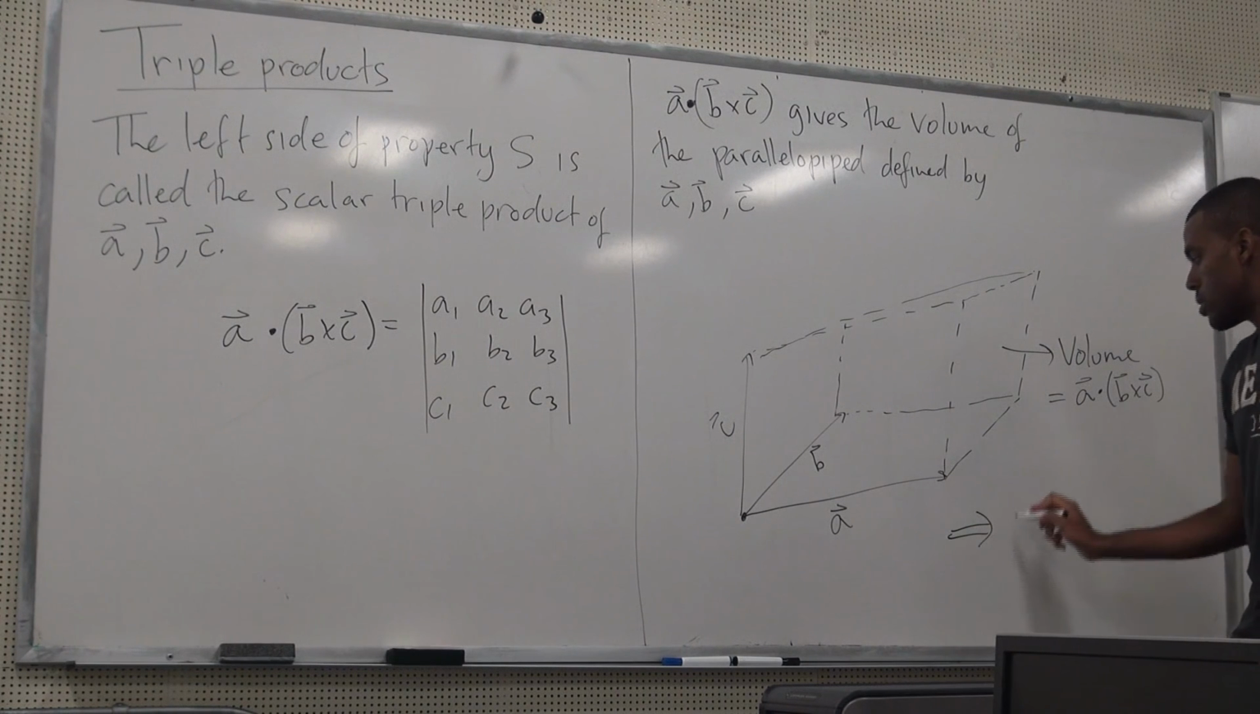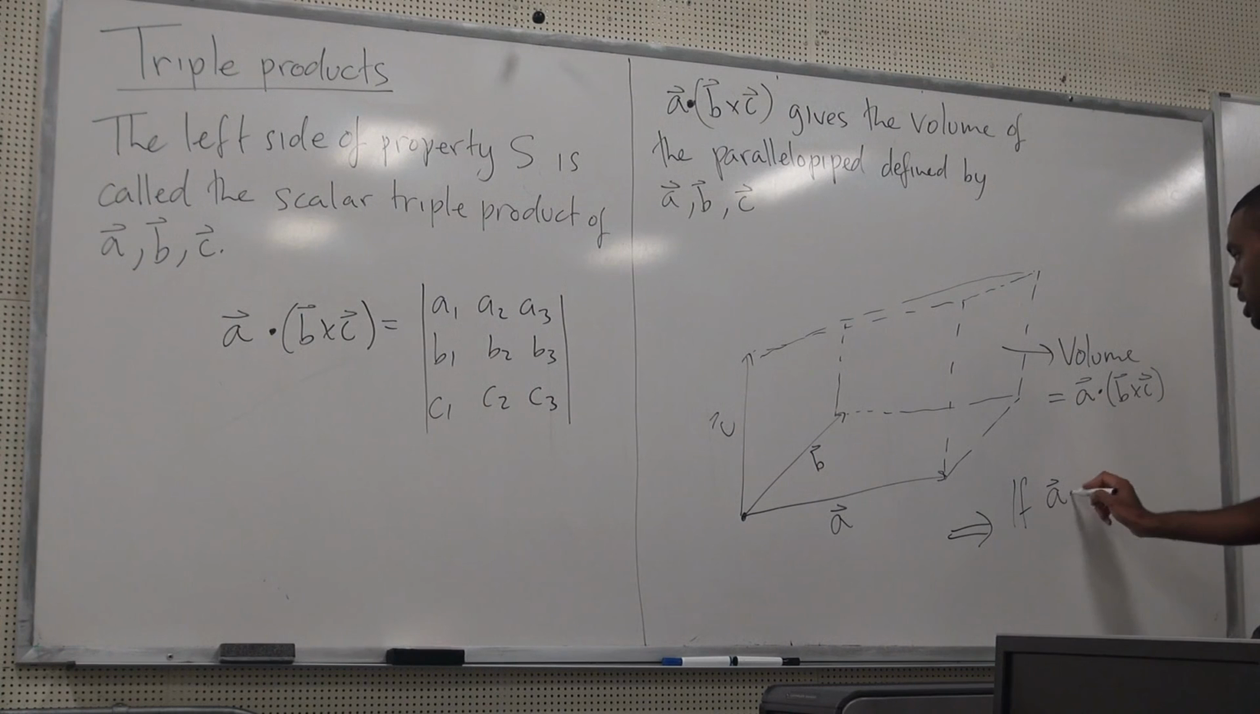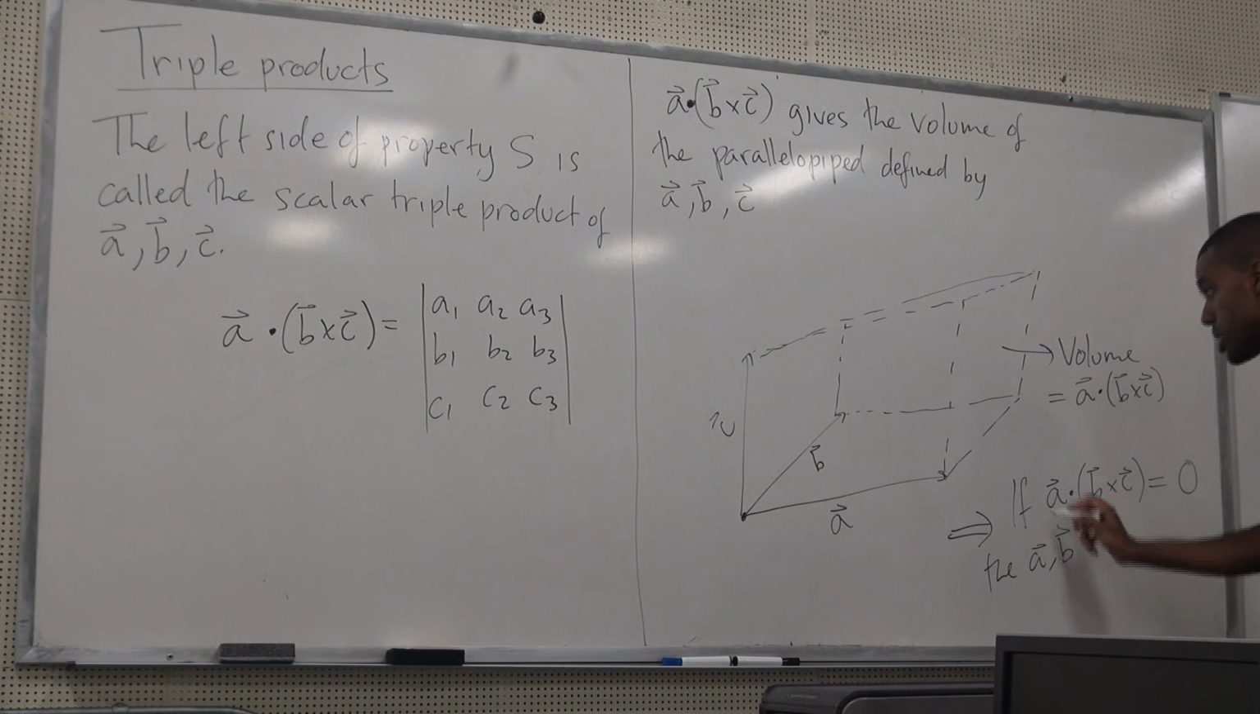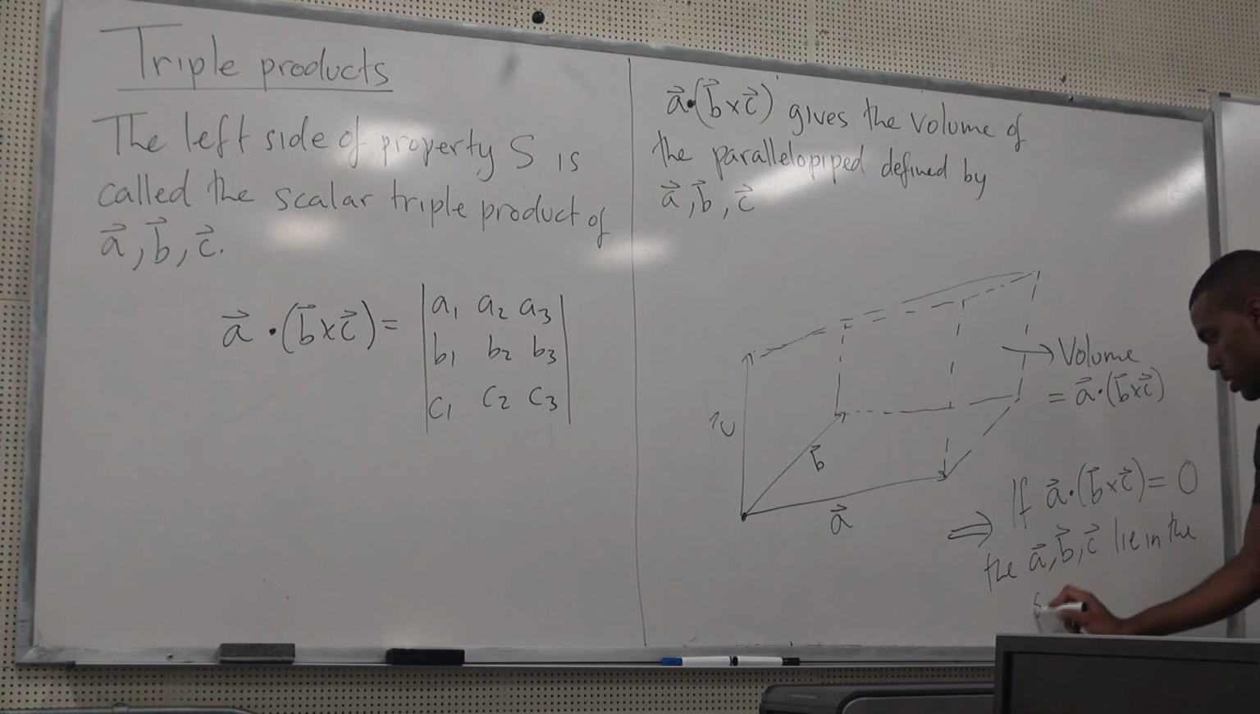Which means if A dot B cross C gives us 0, the scalar 0, it means that this volume is actually 0, which means all the vectors lie in the same plane. The vectors A, B, C lie in the same plane. And in this case, they're called coplanar.